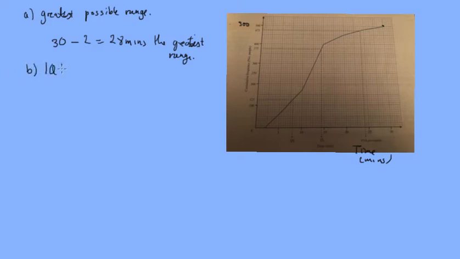B, we want the interquartile range. So we need to find out what Q1 is. For the lower quartile, it's going to be n over 4. The total frequency is 500. Over 4 gives us the 125th value. So we'll find 125, which is going to be down here. Come along to the line and then down, and that gives us Q1, which is round about 8 minutes.